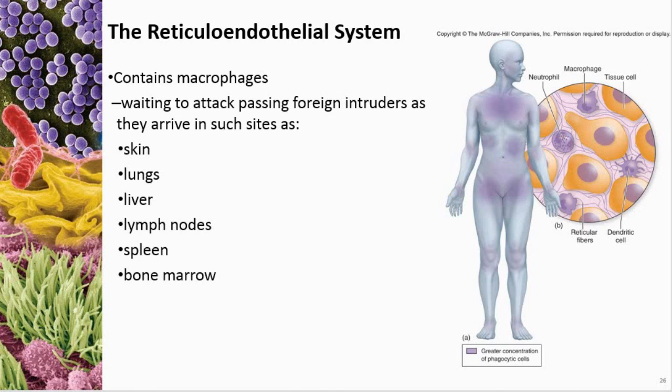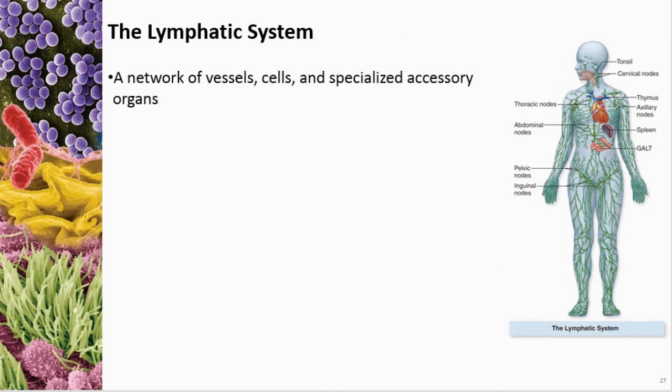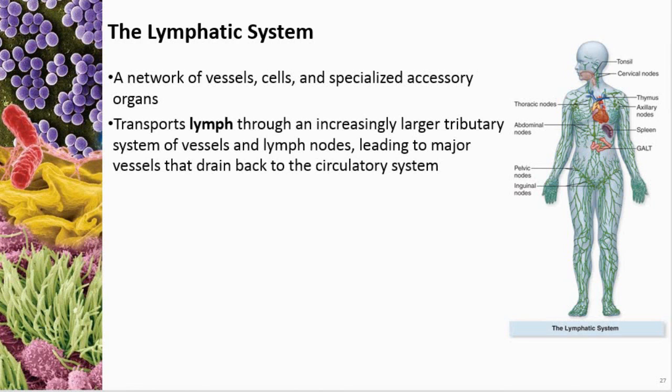Okay, so that brings us then to the lymphatic system. So a network of vessel cells and specialized accessory organs. So remember, the lymphatic system and the reticuloendothelial system go hand in hand with each other. So there's two functions of the lymphatic system. The first one is to drain the excess fluid. So you may need to review.